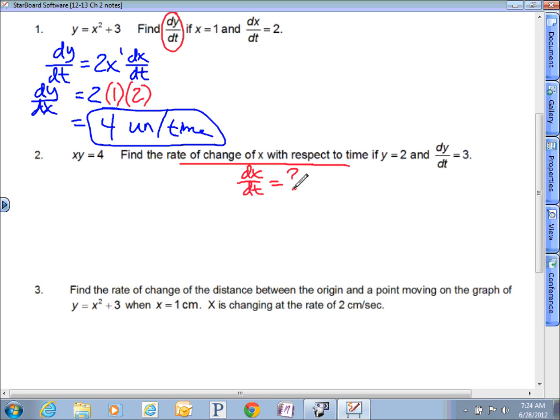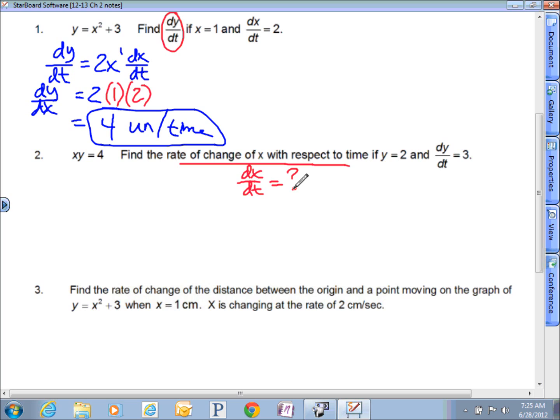Well, now I need to find a way. One of the things that people are going to try to do is say, well, if y equals 2, then I should just be able to plug 2 in. No, that's not the case. What you need to think about is this equation is changing. Something's growing, something's getting smaller. We'll get into the more specifics of that later.